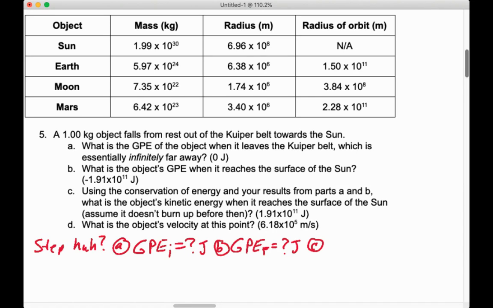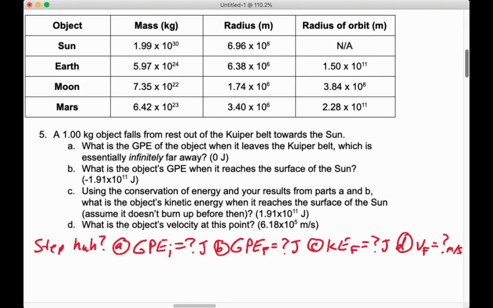This thing is going to start in the Kuiper belt and crash into the sun, and we want to figure out its kinetic energy right before it crashes into the sun. So kinetic energy final is equal to question mark joules. And the last part is, what is the object's velocity at this point? Part D, V final is equal to question mark meters per second.